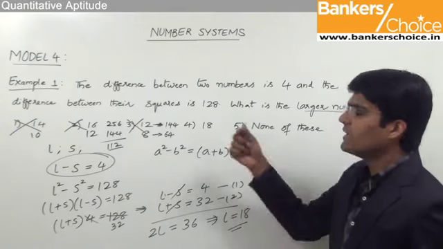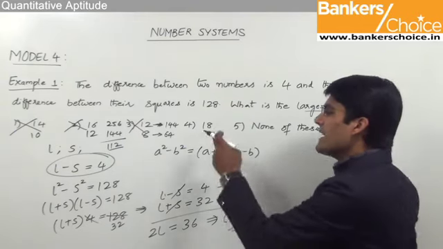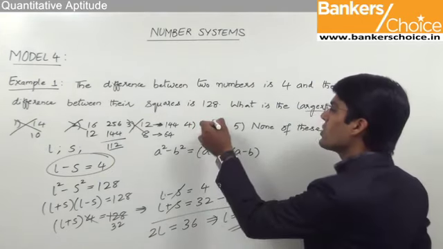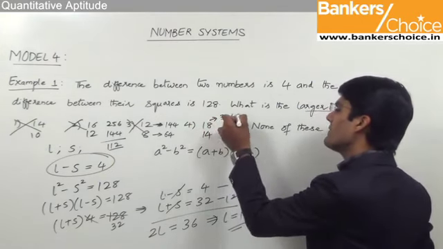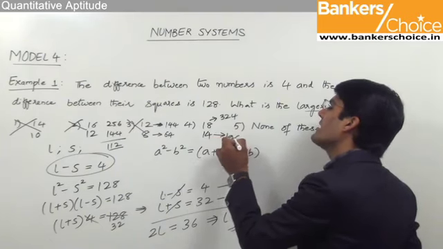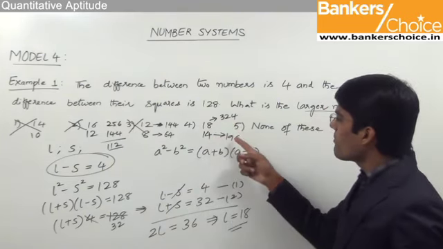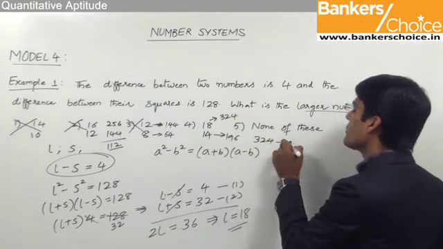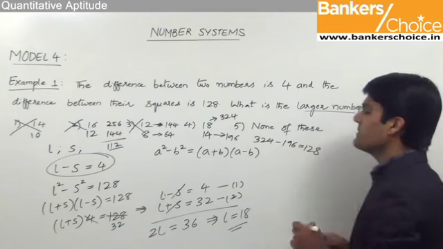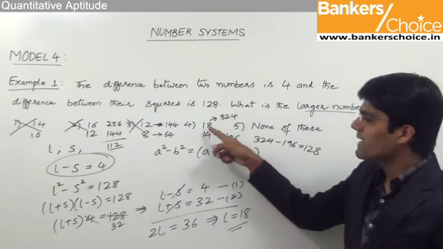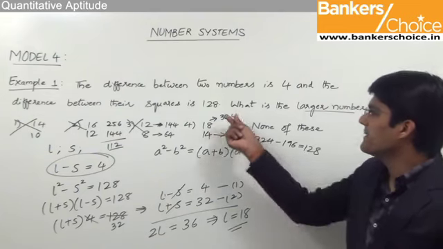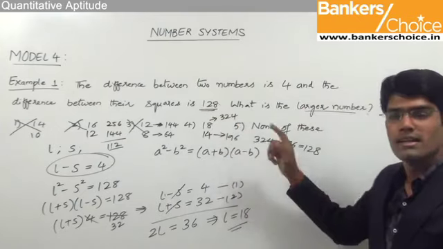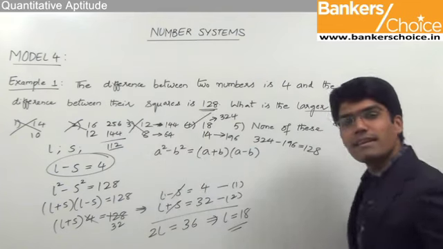Now the left out option here is option 4, 18. If 18 is the larger number, smaller number has to be 14. 18 squared we know is equal to 324 and 14 squared is 196. And 324 minus 196 is equal to 128. That means very clearly the difference of their squares is equal to 128, which is as given in the question here. So since this option satisfies the given condition, we can take it to be the correct answer.